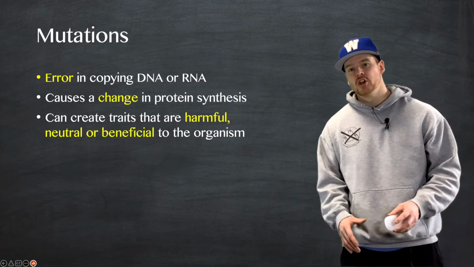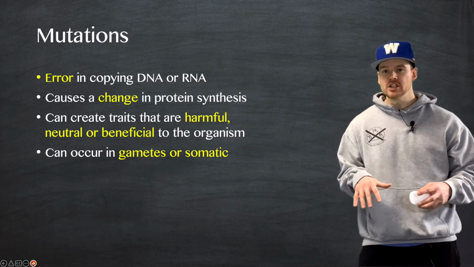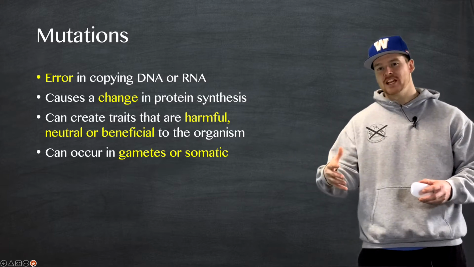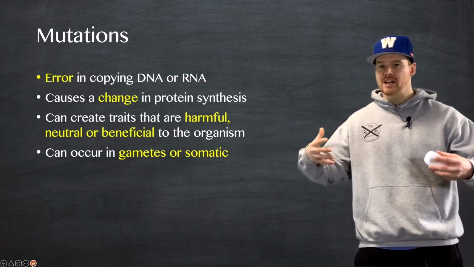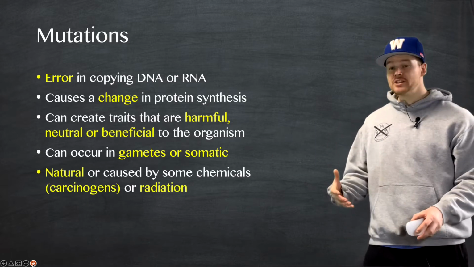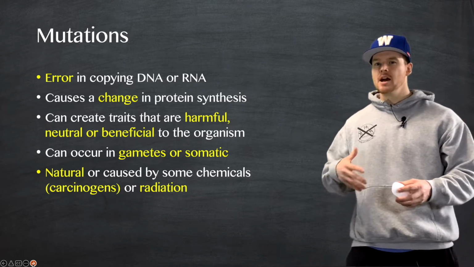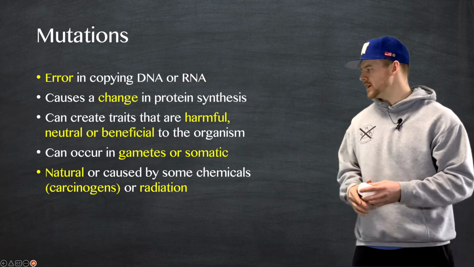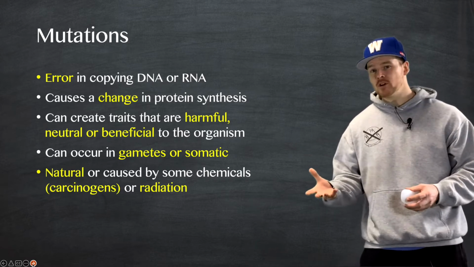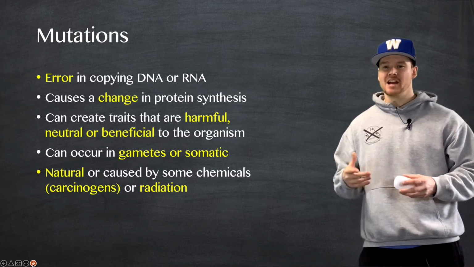And this mutation could occur in somatic or body cells, and it could occur just in the individual, or it could come in gametes, which means it's going to pass that mutation onto its offspring. So either it can happen to the individual or the gametes to make the new offspring. And lastly, this could just be a natural occurrence, a natural copying error, but there are also some things that cause more mutations or cause copying errors as well, which are called carcinogens, and they could be a physical chemical, or it could be radiation, which also causes changes in the DNA and mutations.